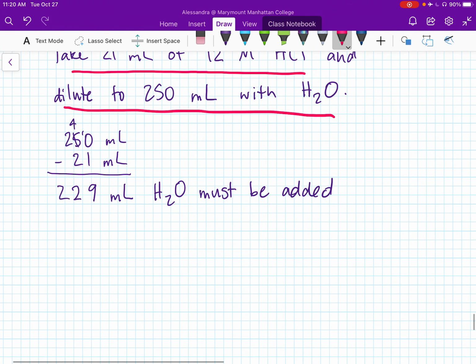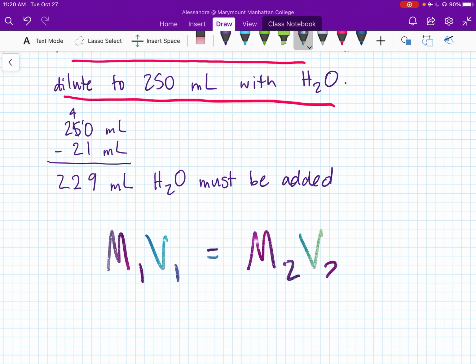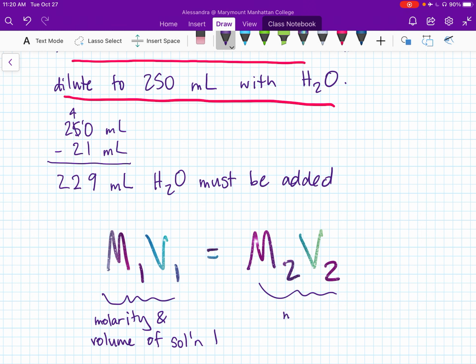But another way to think about dilution problems is to use the master equation M1V1 equals M2V2. Using this equation, on one side you have the molarity and the volume of one of the solutions. I'll just call it solution 1. And on the other side, you have the molarity and the volume of solution 2. It doesn't matter which is which as long as you stay consistent.